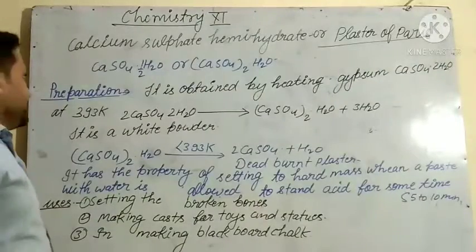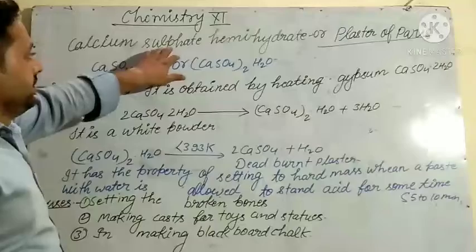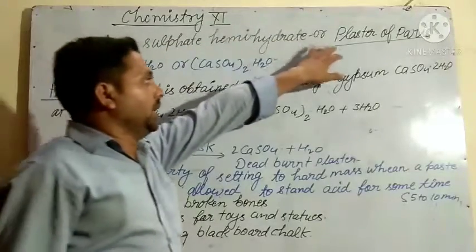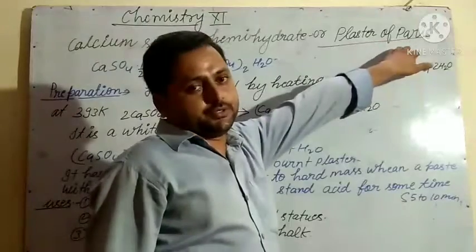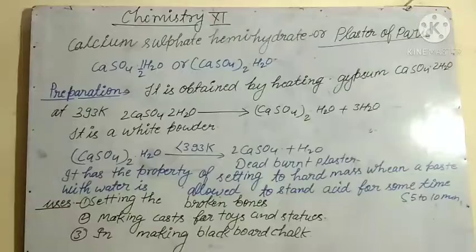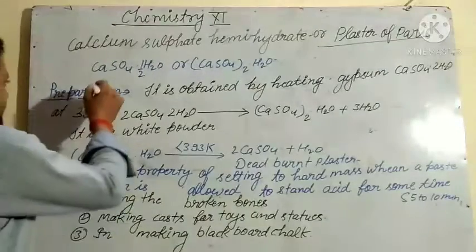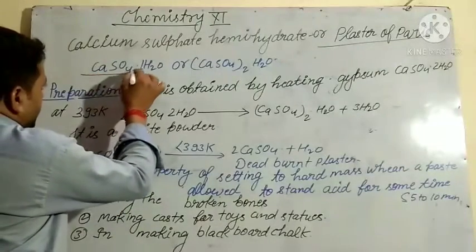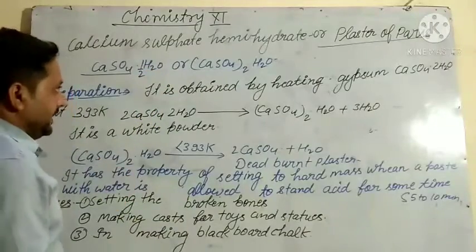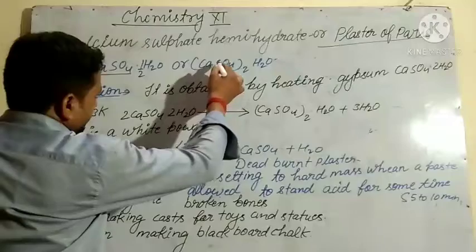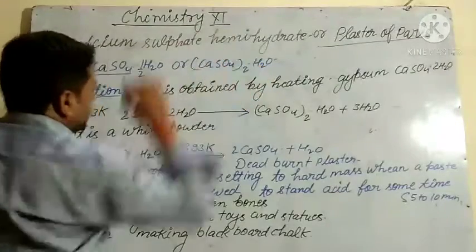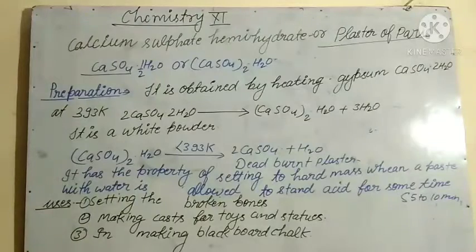Our next topic is calcium sulfate hemihydrate, or plaster of Paris. The formula is CaSO4 dot half H2O, or it can also be written like this: (CaSO4) whole twice into H2O.